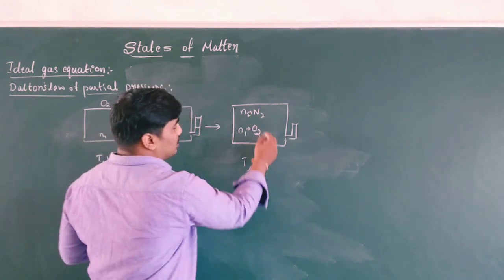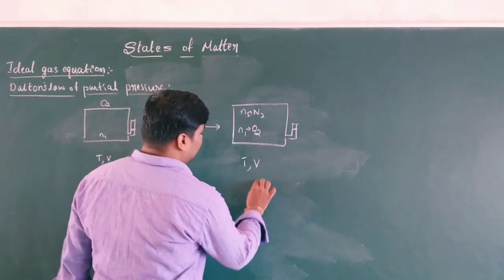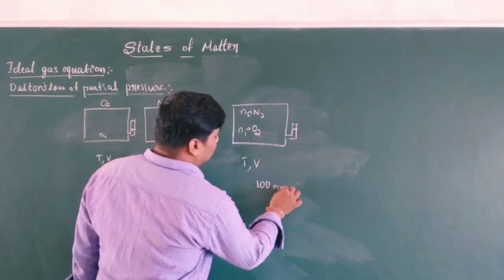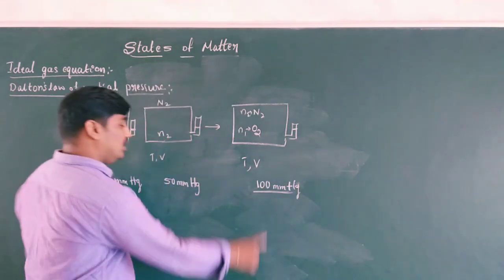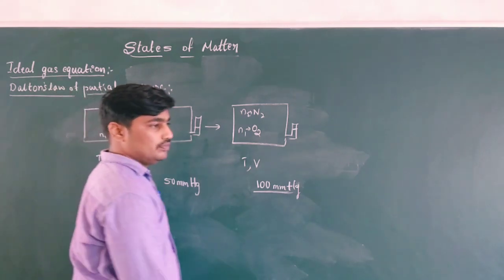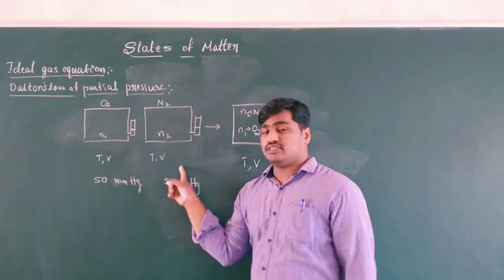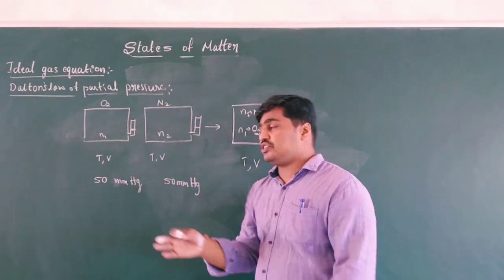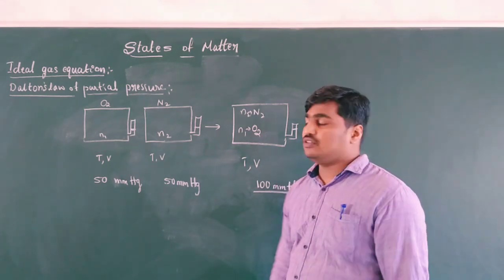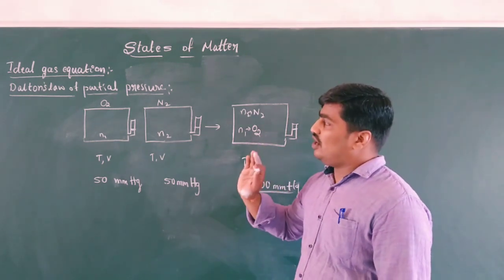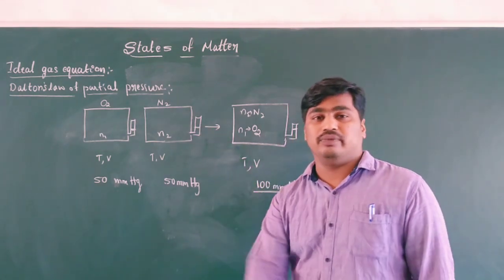How much pressure do these two non-reactive gases give here? Dalton says it gives 100 millimeter of mercury. What is this? 100 is nothing but 50 plus 50: the pressure exerted by nitrogen plus the pressure exerted by oxygen. In this case, the sum of the pressures is exerted by this. Correct? So that is what was observed during the experiment. Dalton observes it from his experiment.